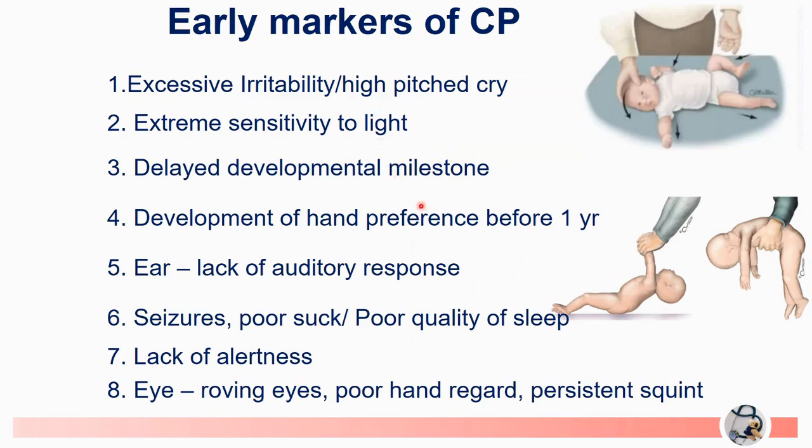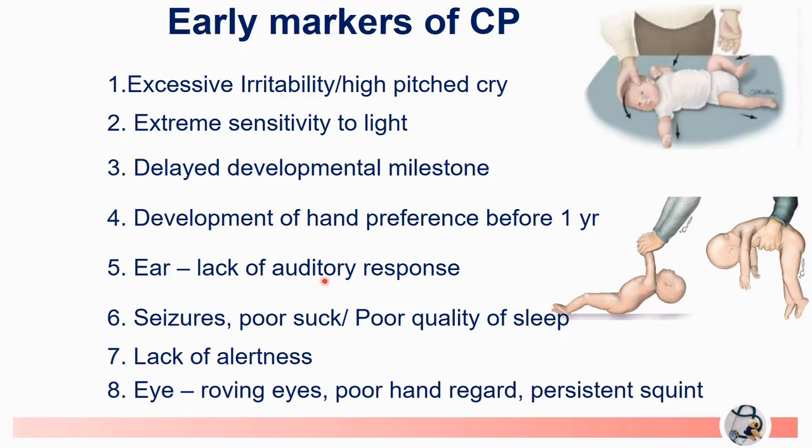And in the history, you should also know the early markers of the CP. So if the child comes to you at 6 months of age, you have to go in detail about all the birth history, and then you have to highlight all these early markers of the CP. You have to ask the mother. So the markers of CP can be excessive irritability, high-pitched cry, which is unexplained by any other diseases, extreme sensitivity to light, delayed developmental milestone, development of hand preference before 1 year, right-handed or left-handed, that should come only after 1 year, but if that preference comes before 1 year, then this is one of the markers of CP.